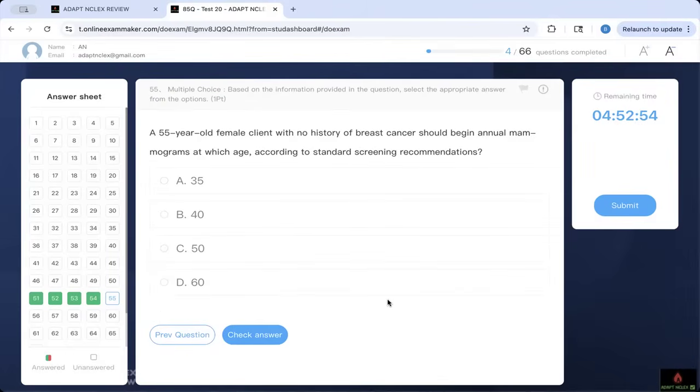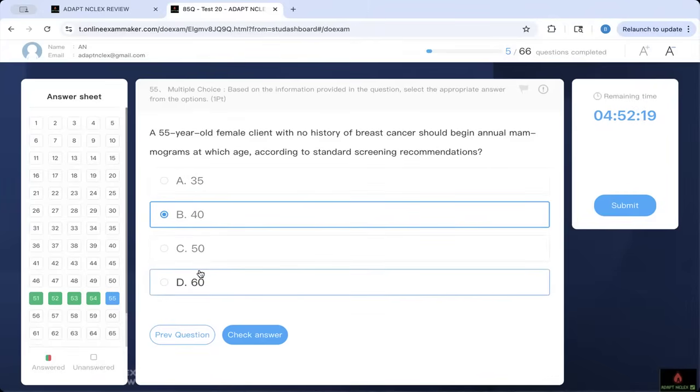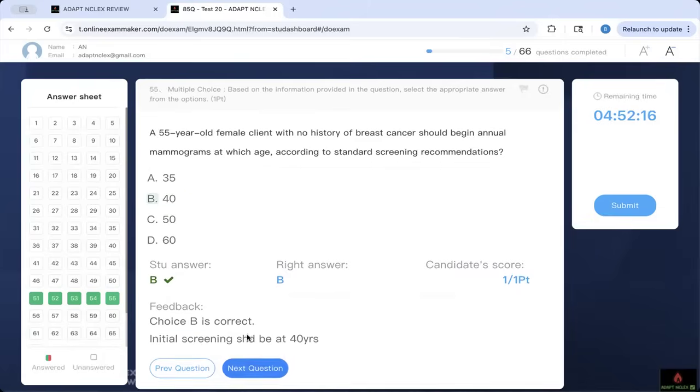A 55-year-old female client with no history of breast cancer should begin annual mammogram at what age, according to the standard screening recommendation? These are key things you have to know. If you have no family history of breast cancer and you are 55, when should you begin your screening? What age is the best? What do you think? Best is 45. 35 is usually when you have somebody who has it, right? 50, it used to be too late. 60, too late. 40 is the standard.